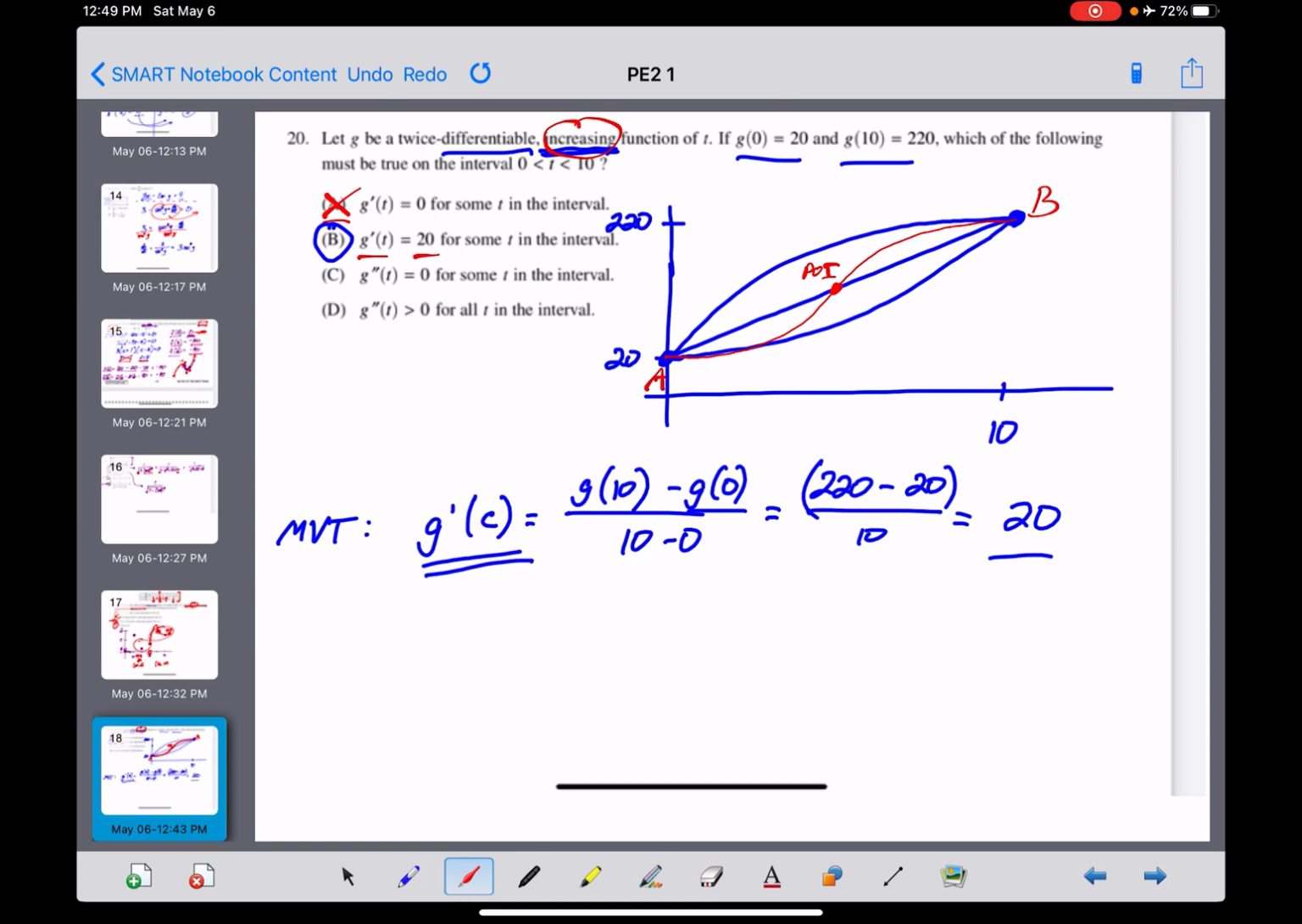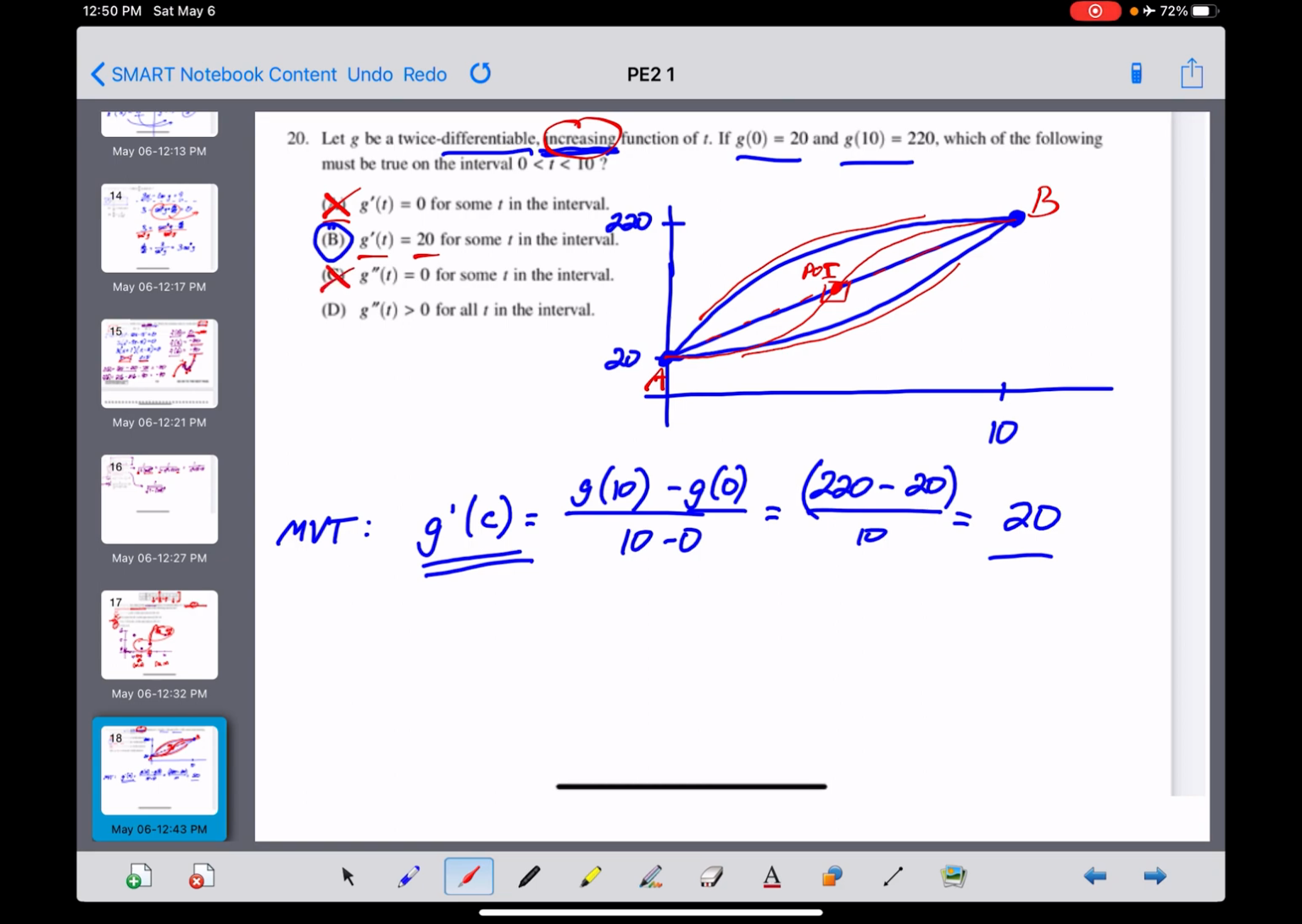Now, real quickly, why not C or D? C says that your second derivative would have to equal 0 for some t in the interval. The graph that I drew in red has that happening, guys. Your second derivative is equal to 0 at that spot right there. Also, in the linear case that I drew, the second derivative would be 0 the whole time. But in this top case and in this bottom case, the second derivative is equal to something other than 0 for the entire stretch. So we'd have to throw out C.